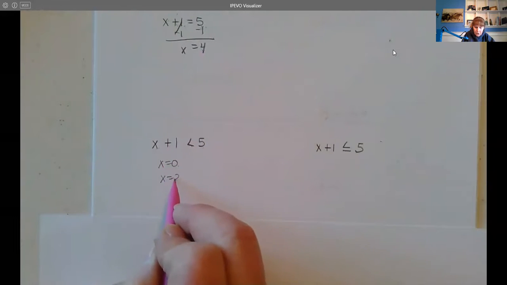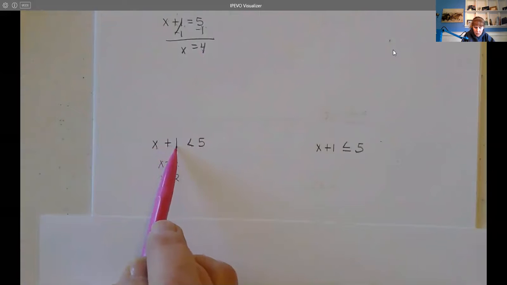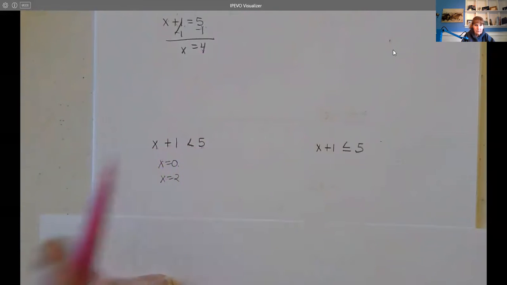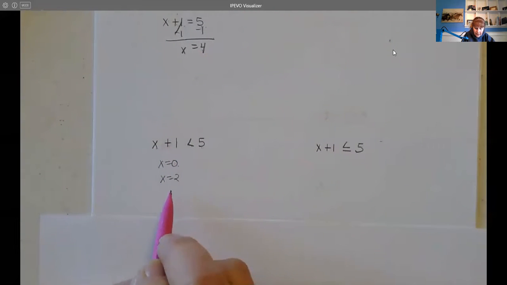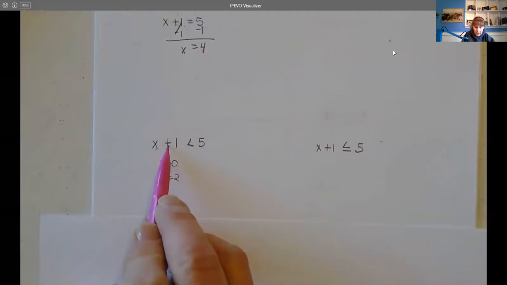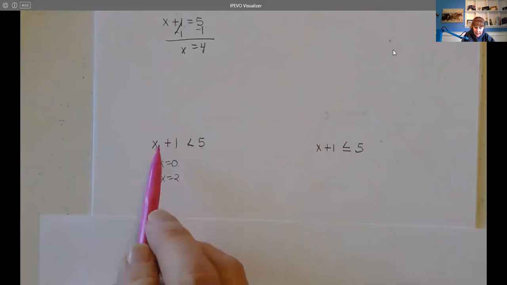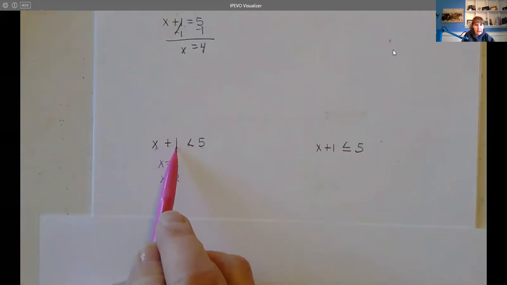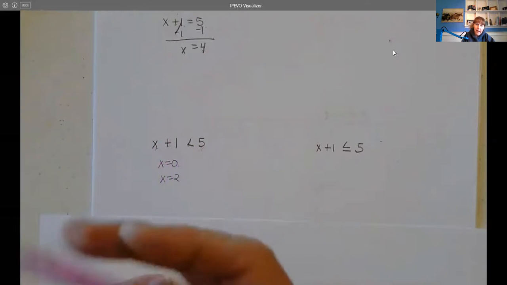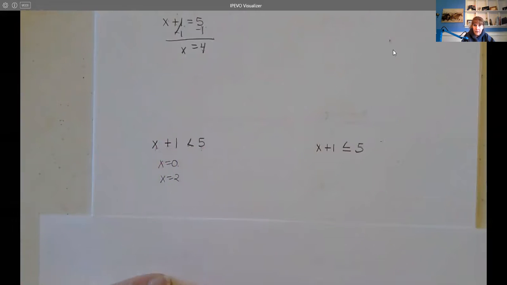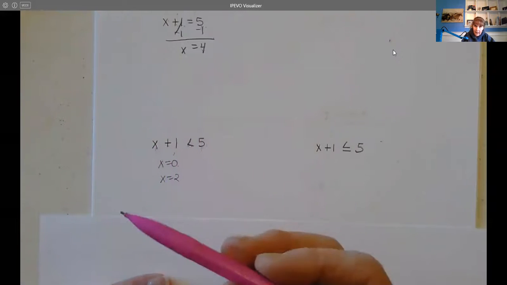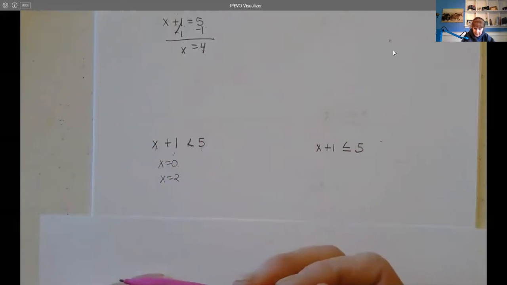Could x equal 2? Is 2 plus 1 less than 5? Sure. What about 3? Okay. Is 3 plus 1 less than 5? Sure. I could even put some negatives. A negative 10 plus 1 is a negative 9. And a negative 9 is less than 5. So we have more than one answer here. We have an infinite number of answers. So that's what we're going to look at, is how to solve it, and then how to display it graphically, our solution, on a number line.